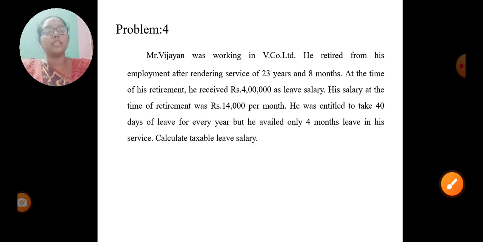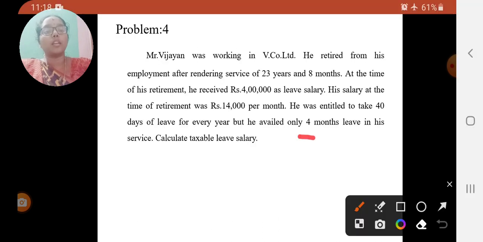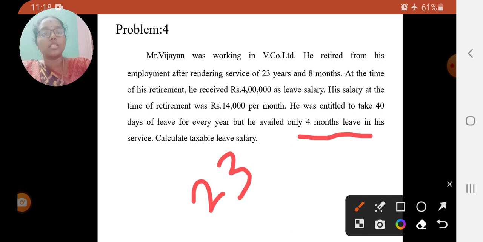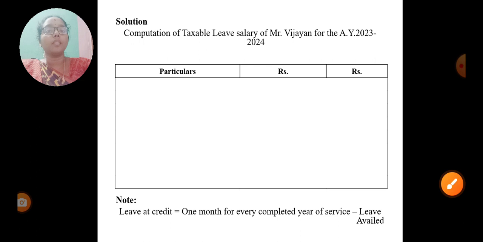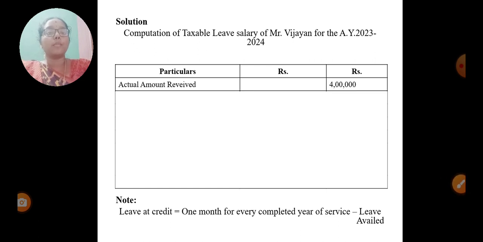Leave at credit has to be calculated on one month for every completed year of service. He has completed 23 years of service minus he has availed 4 months leave. So 23 minus 4 results in 19. So leave at credit will come to 19. Let me show you the answer. The first thing is that we have to enter the actual amount received, that is 4 lakhs, as he has received rupees 4 lakh as leave salary.